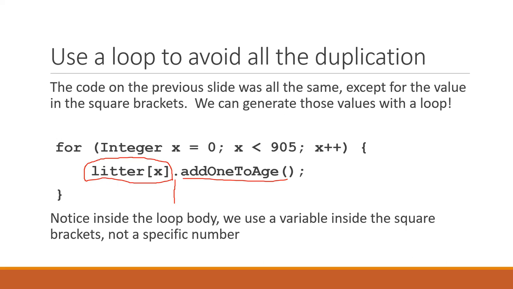And so I have to have a two-part name: the name of the array, and then inside square brackets the subscript number or the index number of the object in the array that I want to operate on. So it's the same notation, object dot method. It's just that the object has a more complicated name.